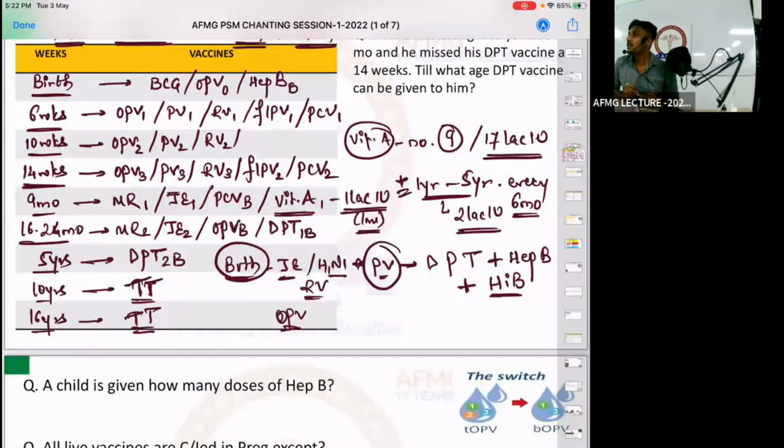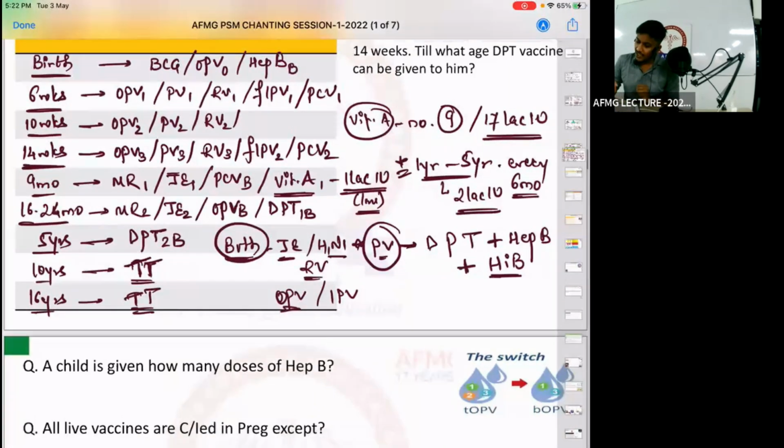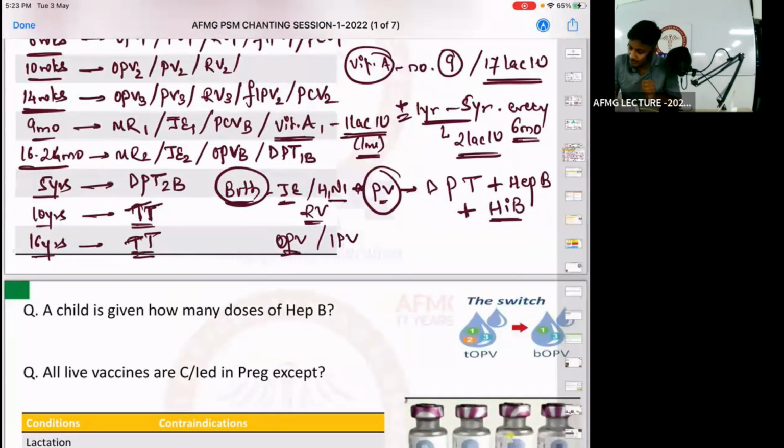OPV is the live strain, but IPV is the kill strain. No issues with this. And as I gave you the mnemonic, guys, the mnemonic for killed vaccines is I am a PR.